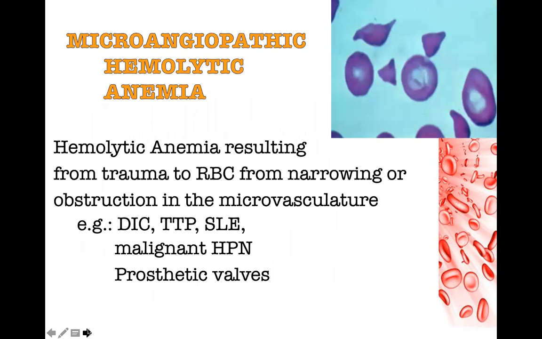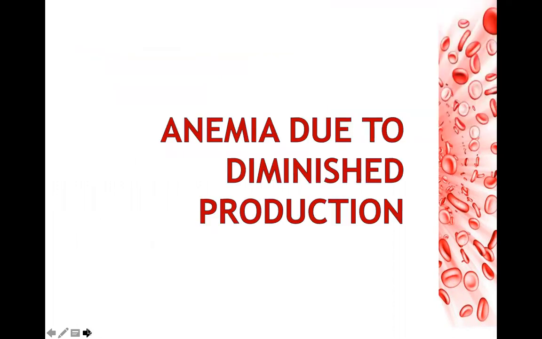Then we'll have what we call the microangiopathic hemolytic anemia. So this is hemolysis resulting from trauma to red cells from narrowing or obstruction in the smaller blood vessels, like what we see in DIC, in TTP or thrombotic thrombocytopenic purpura. We also see this in SLE, in malignant hypertension, like what we see in cases of pheochromocytoma, also in patients with prosthetic or mechanical or artificial valves. Then let's talk about anemia due to decrease in production.